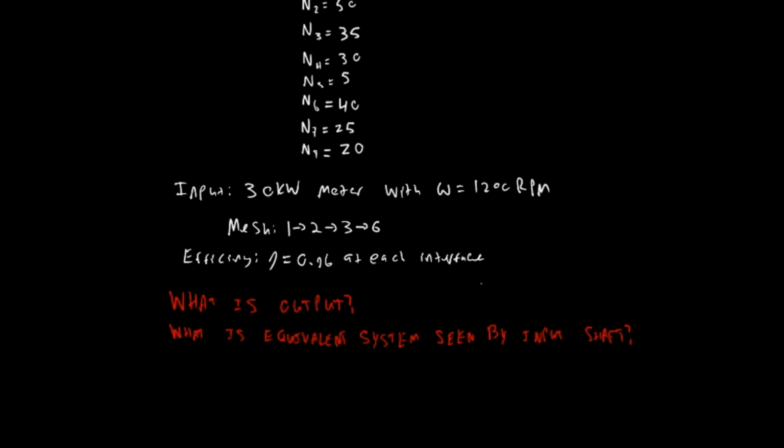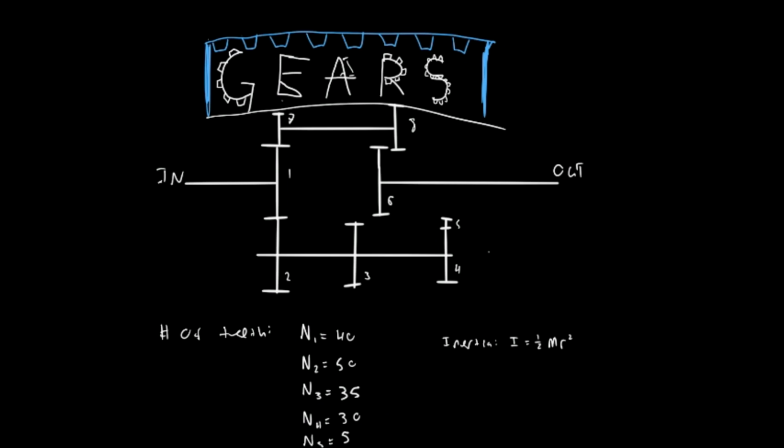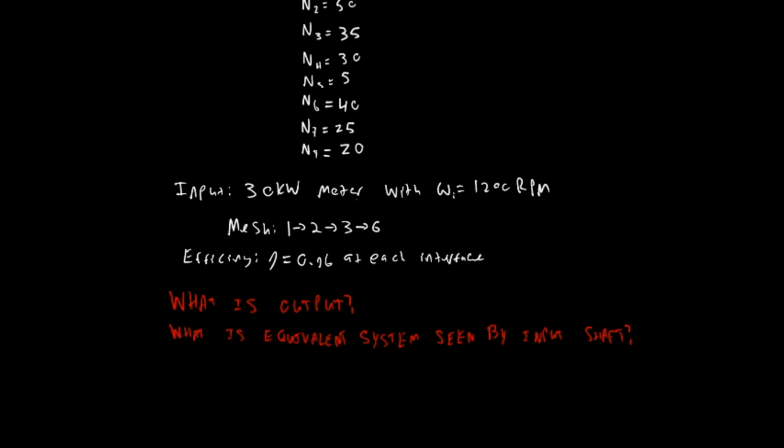Basically, what this question is asking is, we have an input power from a motor on that input shaft of 30 kilowatts. And the input shaft, I should maybe put an I here to denote that this is indeed an input shaft of 1200 RPM. Now, the gear system is going to be meshing through 1, 2, 3, 6. So that's 1 up here to 2 to 3 to 6. So that's where it's going to be meshing. So we want to see what the output is based on that.